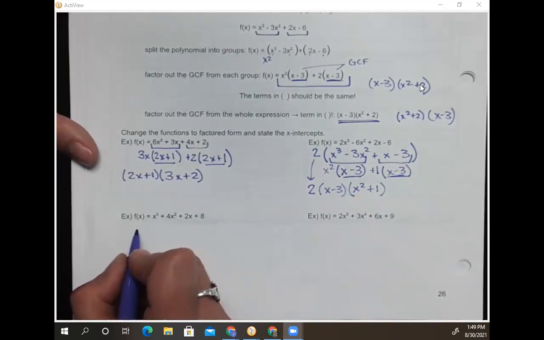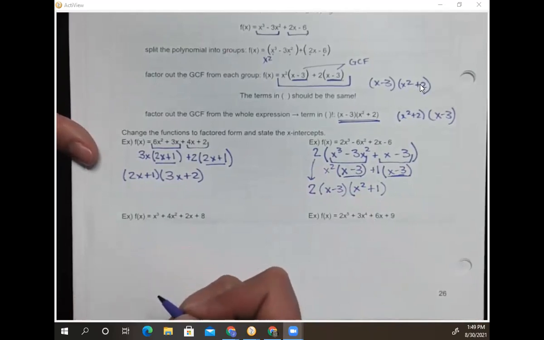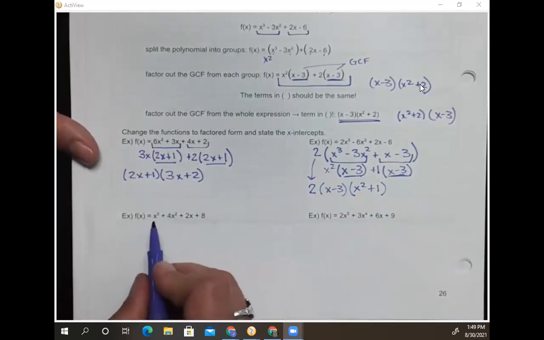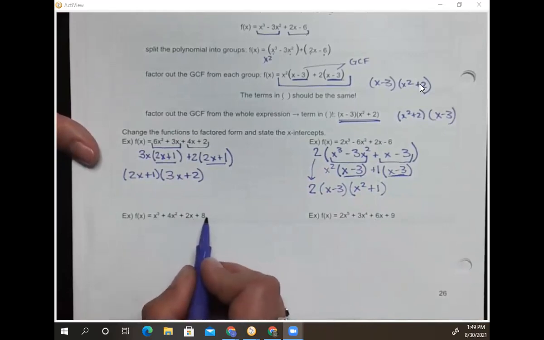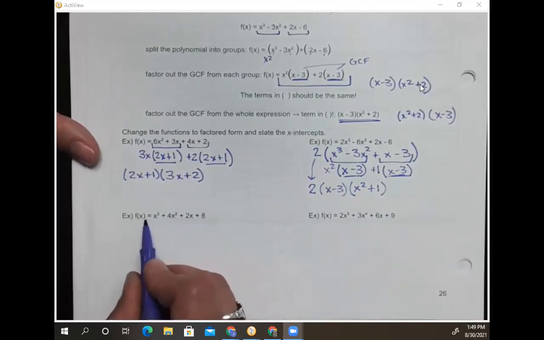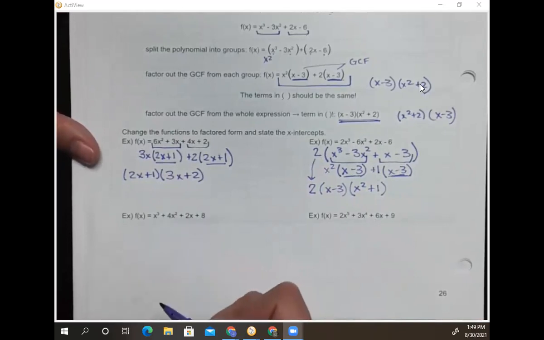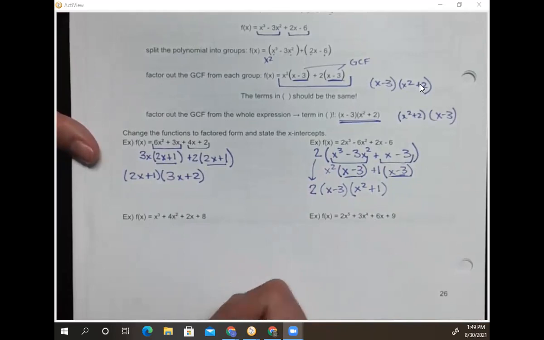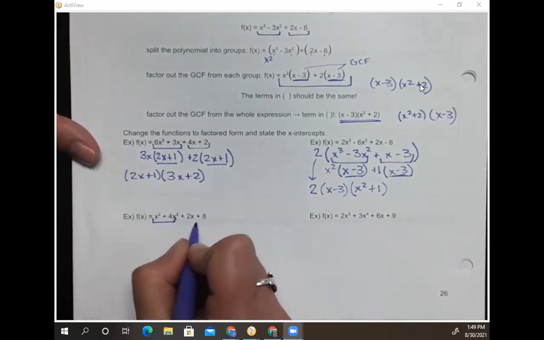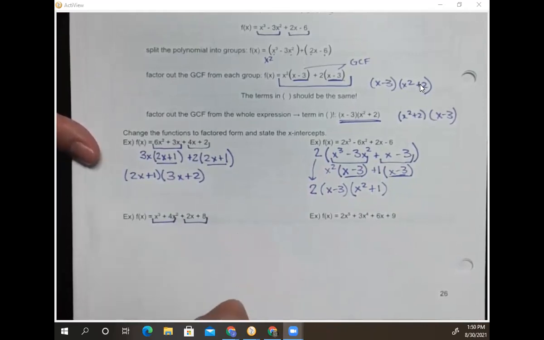For our next example, we're going to start the same way by looking for a GCF. Look for a greatest common factor for all of those terms. They don't all have an x. They're not all divisible by 2 or any multiple of 2. So we've got no GCF here. So I'm going to go straight to breaking this up into my groups. And then I'm going to look for a GCF, that greatest common factor, for each of my groups.